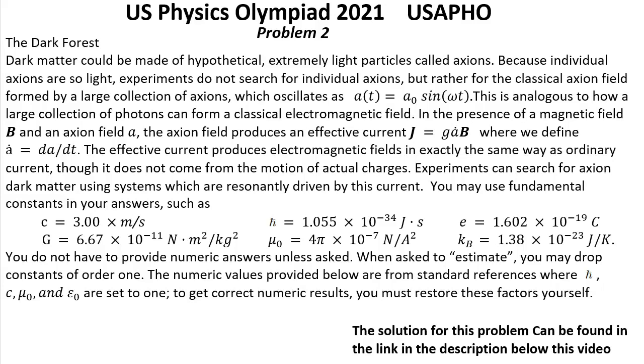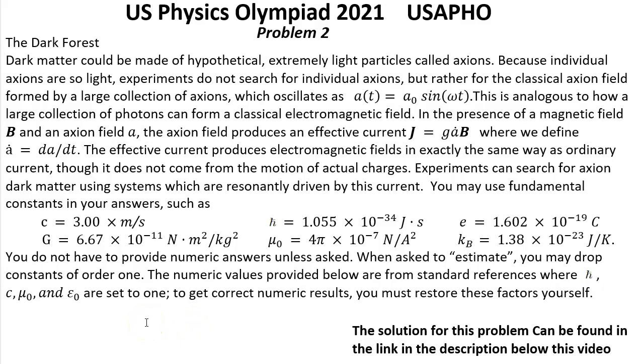You may use fundamental constants in your answers, such as speed of light, c, h, that's a Planck constant, e, that's a charge of electron, G, that's a gravitational constant, mu0, that's magnetic permeability for vacuum, kB, that's Boltzmann constant. You do not have to provide numeric answers unless asked.